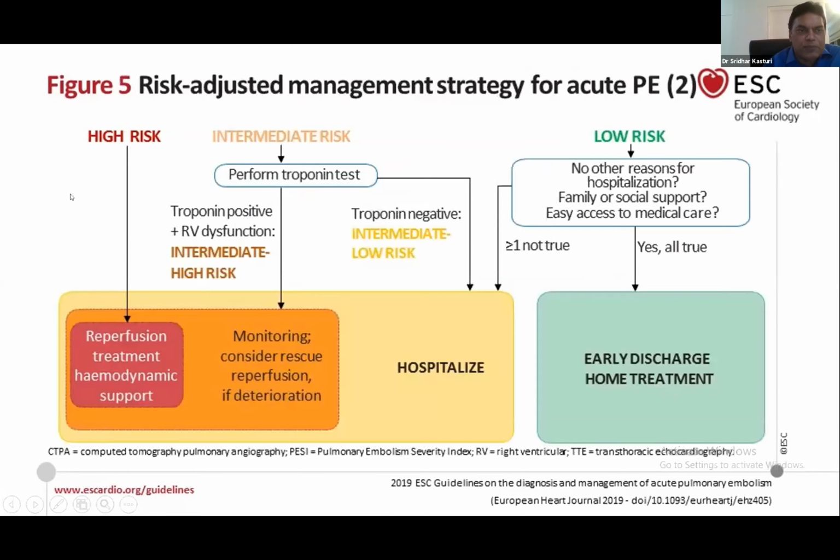If the patient comes under high risk, reperfuse, hemodynamic support. In the intermediate high risk group, monitor, and if worsening is there, think of rescue reperfusion therapy. If troponin I is negative, intermediate low risk, hospitalize and observe the patient. Treat with anticoagulants. Low risk patients are for early discharge, and if family and social support is there, you can also consider home therapy.